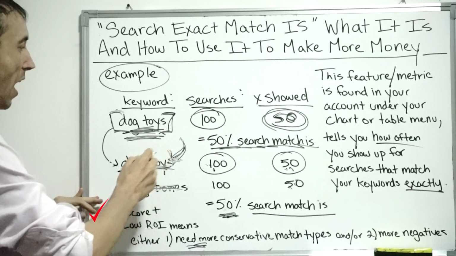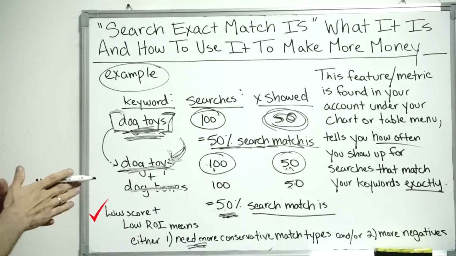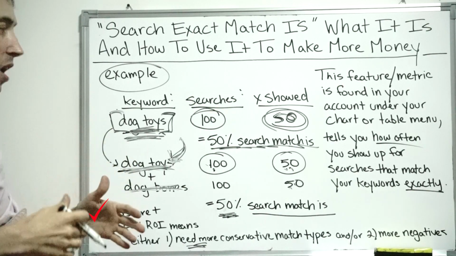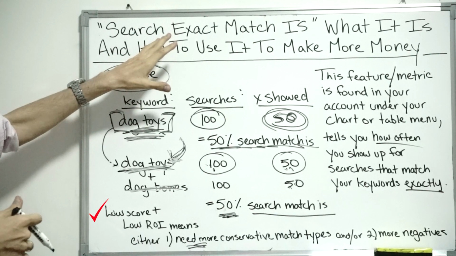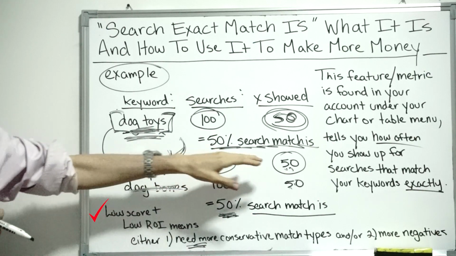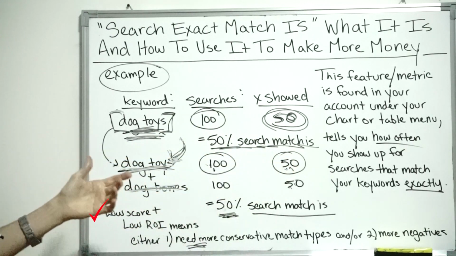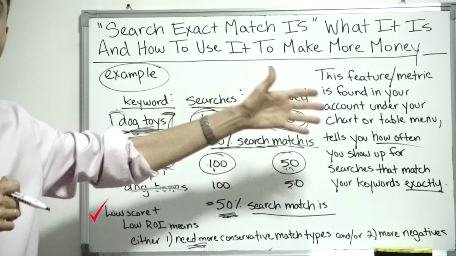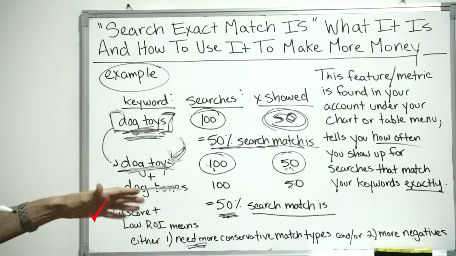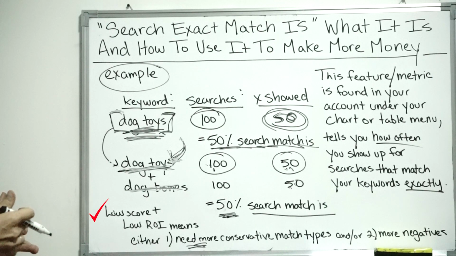if out of everything you're paying for, you're only showing up 10% of the time, essentially, for the keyword exactly, even though that's not exactly what this does per se, but of the times that you are eligible to show up for the keyword exactly, you're not showing up at a very high rate, and on top of that your ROI is low.